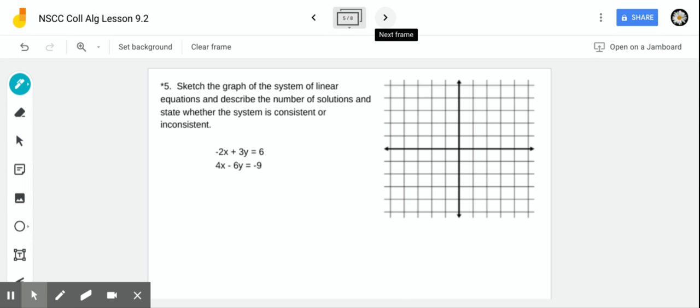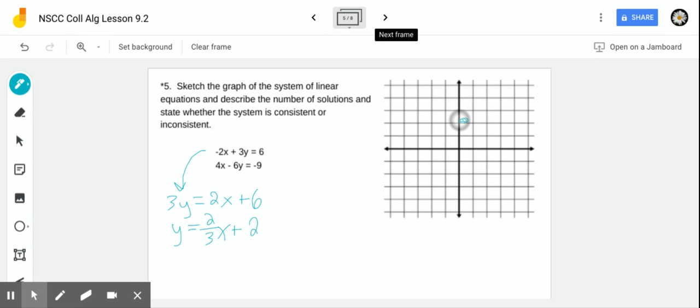All right, in number 5, we want to sketch this graph, describe the number of solutions, and state whether it's consistent or inconsistent. We're going to do this one by hand. Of course, you can do it on Desmos as well. It's probably easiest to solve this for y, so we can graph it nicely. So I'm going to add 2x to both sides and then divide everything by 3. So I get y equals 2/3 x plus 2.